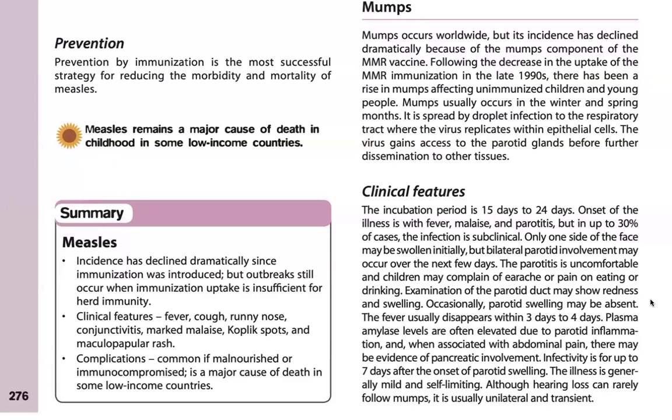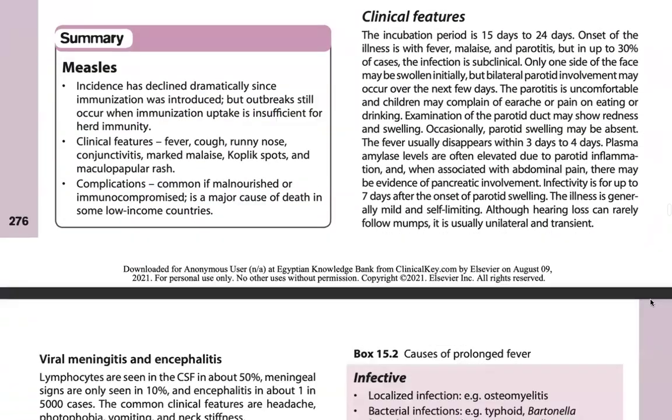Plasma amylase levels are often elevated due to parotid inflammation, and when associated with abdominal pain, there may be evidence of pancreatitis, for up to 7 days. After the onset of parotid swelling, the illness is generally mild and self-limiting, although hearing loss can occur, and may follow months later. It is usually unilateral and transient.